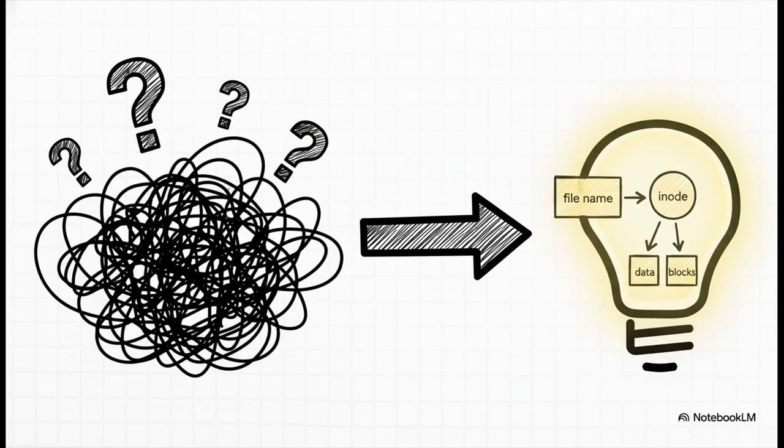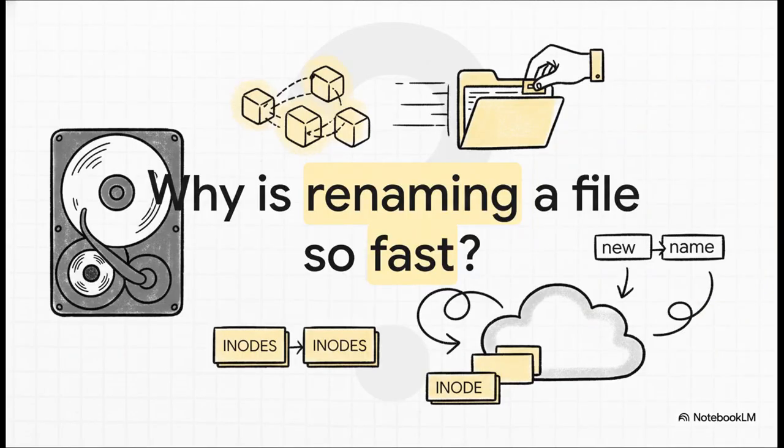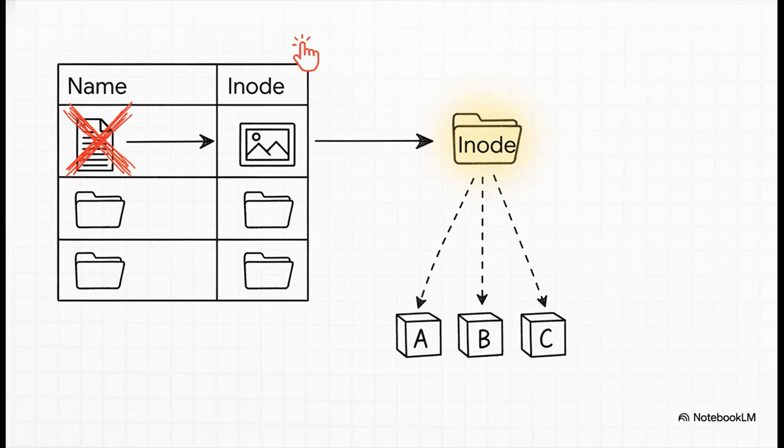Okay, with this model in mind, a lot of confusing file system behaviors suddenly make perfect sense. Let's look at a few. For instance, have you ever wondered why renaming a huge file is instantaneous? The system isn't touching the data at all. It just changes the text in that directory table. The file's real identity, the inode, is completely untouched.